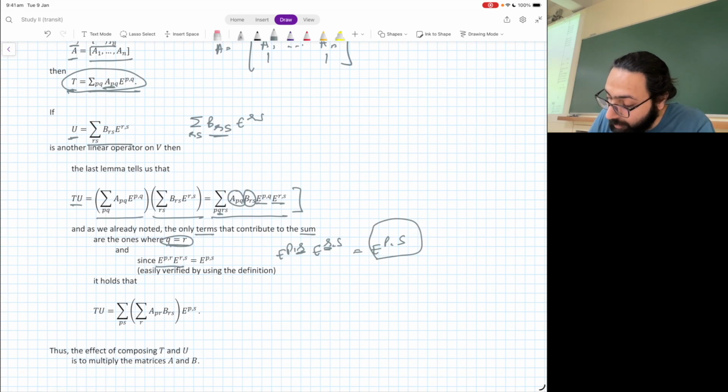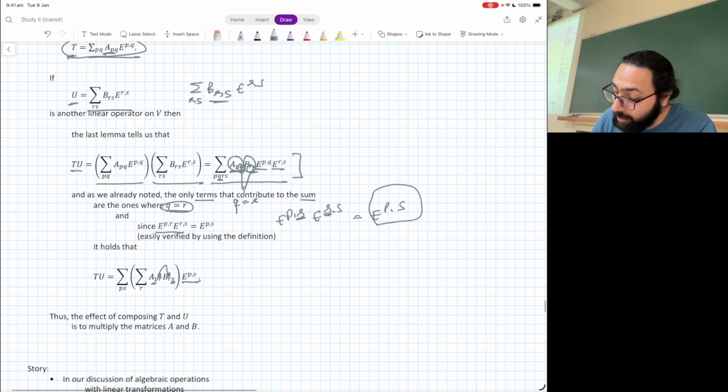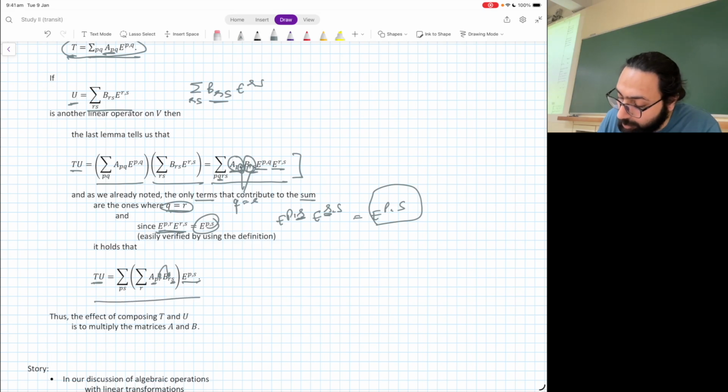So the only terms that are going to contribute are where this Q and R are the same. So Q equals R. So you will be left with P and S on the matrices A and B, and you have the little r which is common, and you have EPS, which is the multiplication of these objects. So you will be able to simplify it, and you will get TU as this object over here.